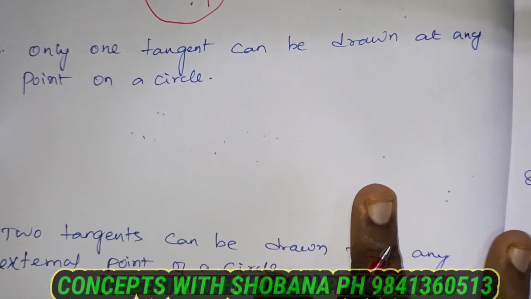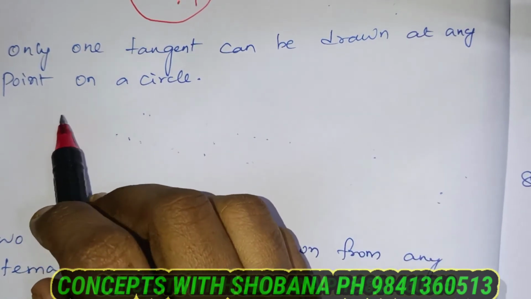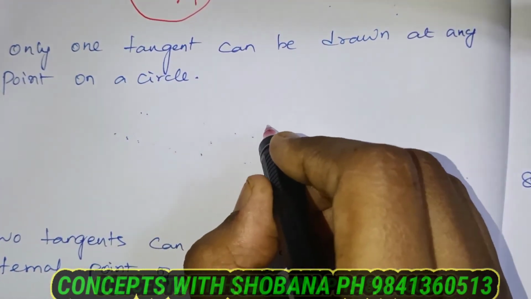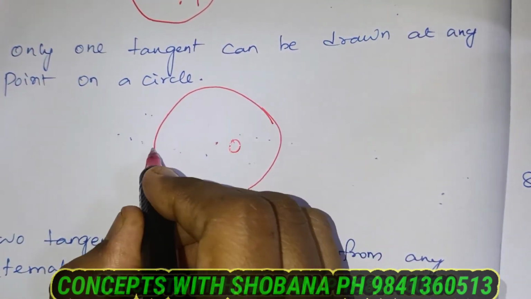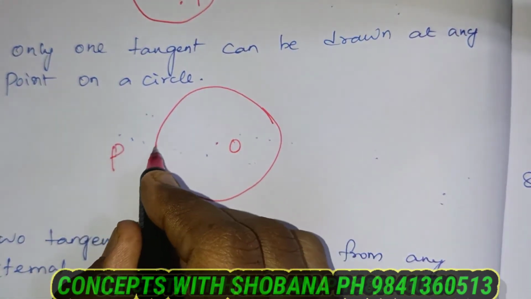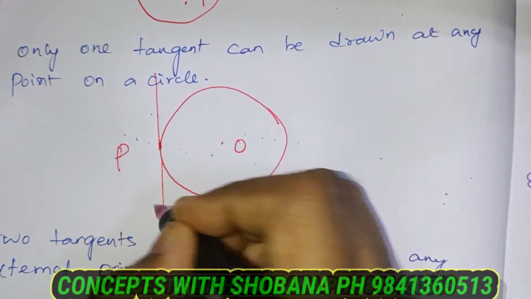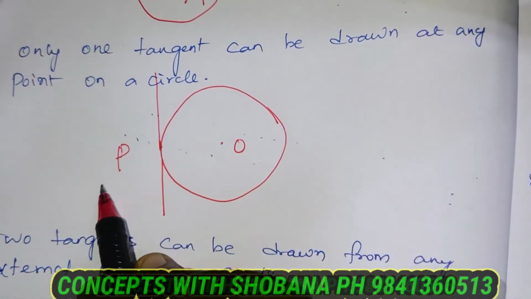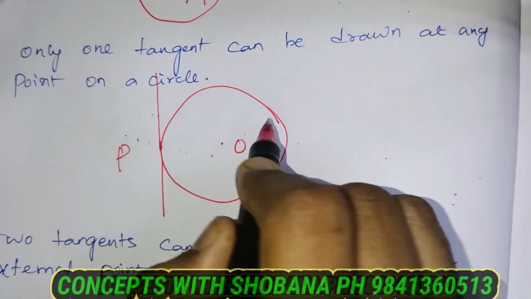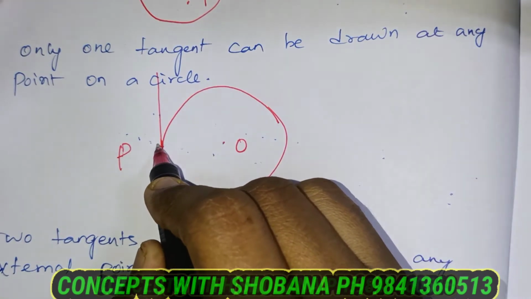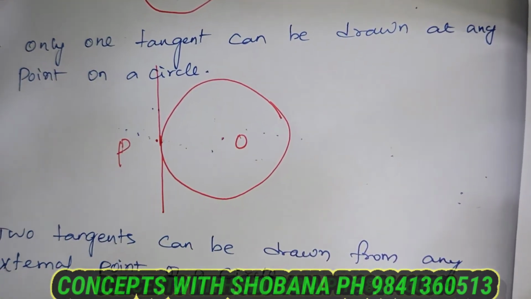Okay, now what is theorem number 3? Only one tangent can be drawn at any point on a circle. Same way, let me repeat. If this is O and this is point P, through this point P you can draw only one tangent. Only like this can you draw a tangent. Like this or crossing, you cannot draw any tangent. So through a particular point, only one tangent can be drawn. That is theorem number 3.